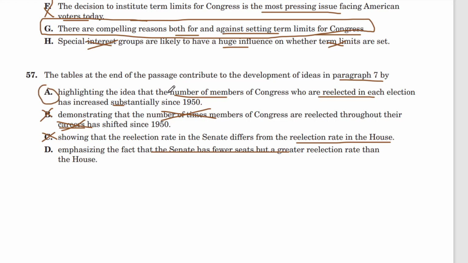Highlighting the idea that the number of members of Congress who are reelected, well, the reelection rate is higher, so the number that are reelected should be higher. That's equivalent to, or paraphrasing, the correct idea of the table. In each election has increased substantially since 1950. Yes, and it's gone up substantially in some cases. A is the right answer for 57.